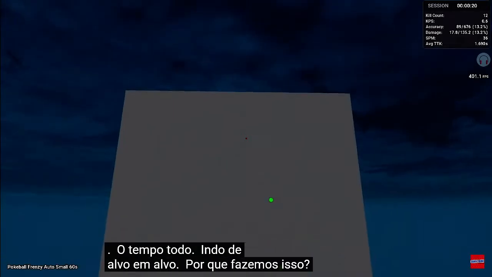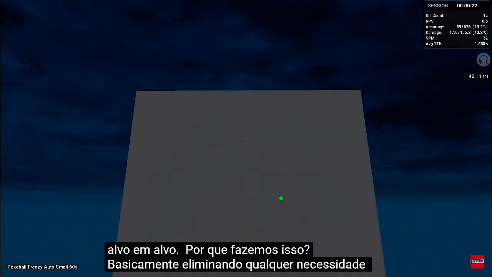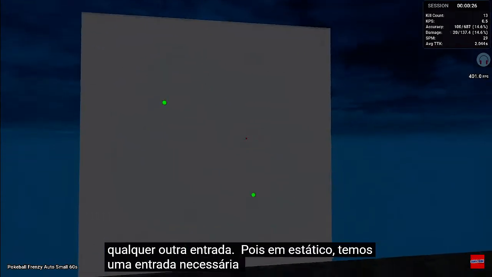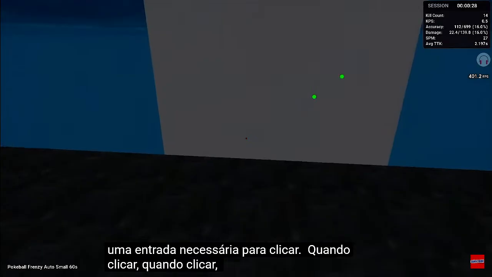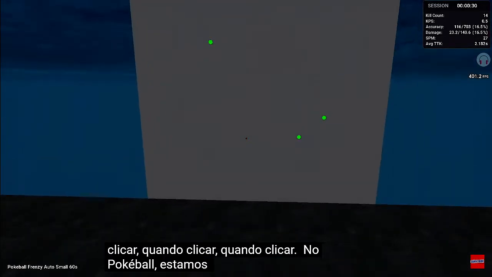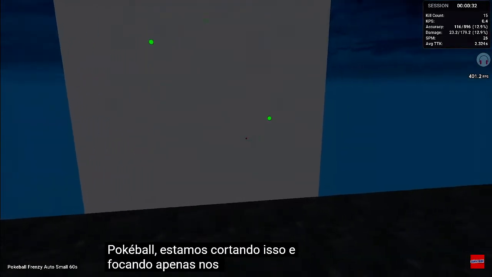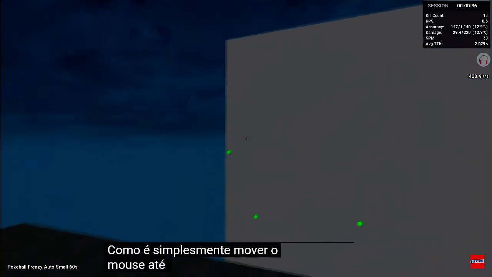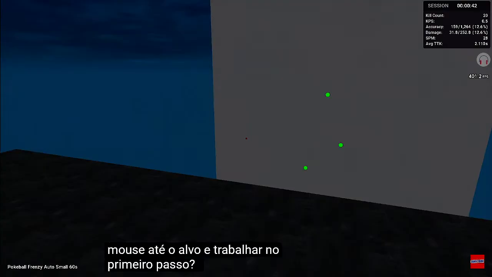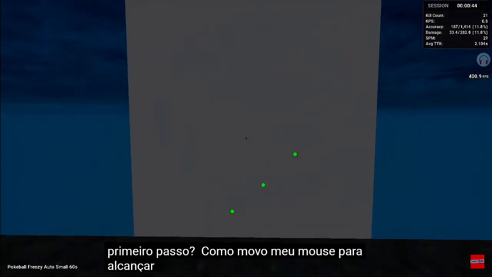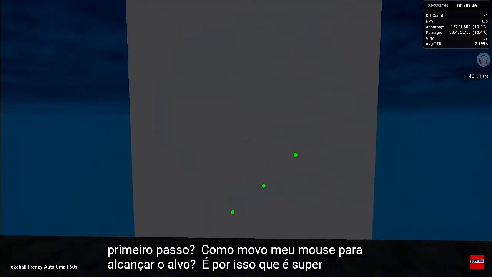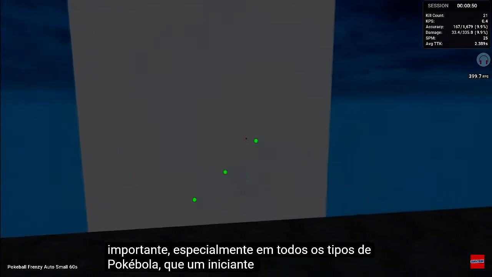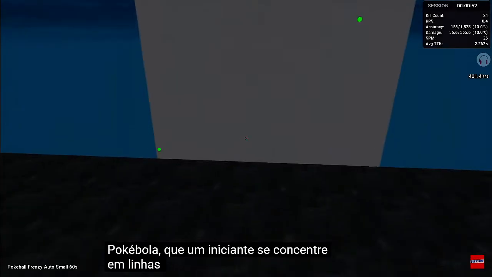Why do we do this? Essentially, by cutting off any need for any other input. In static, we have an input required to click, when to click, when to click, when to click. In pokeball, we're cutting that off and just focusing on your mouse movements. How does it look like to just move your mouse to the target and work on the first step? How do I move my mouse to reach the target? That's why it's super important, specifically in all types of pokeball as a beginner, to actually focus on clean lines.